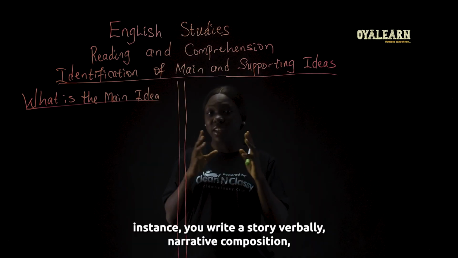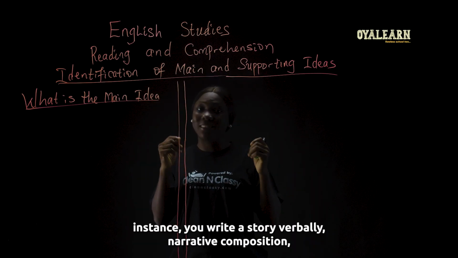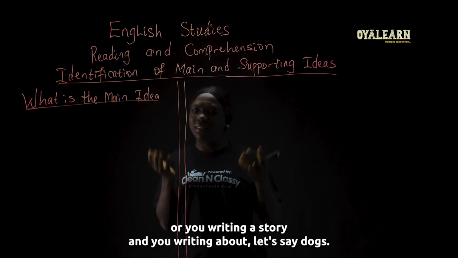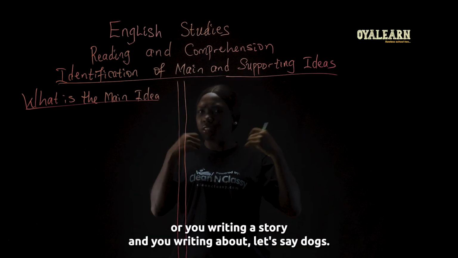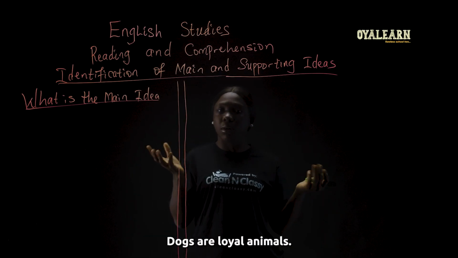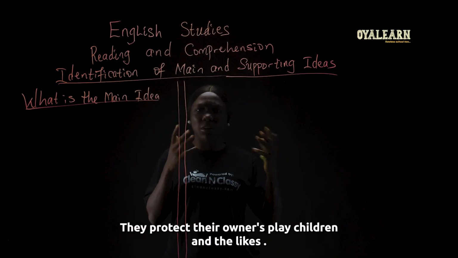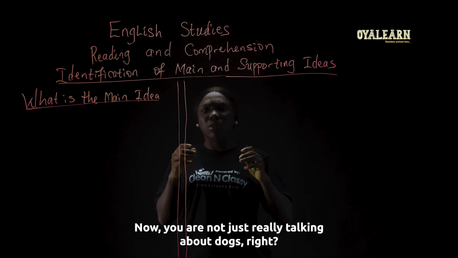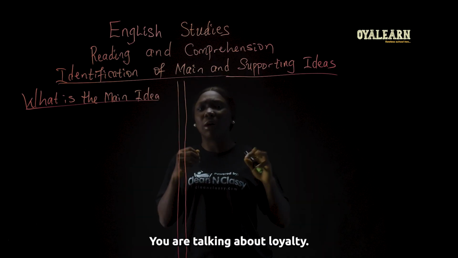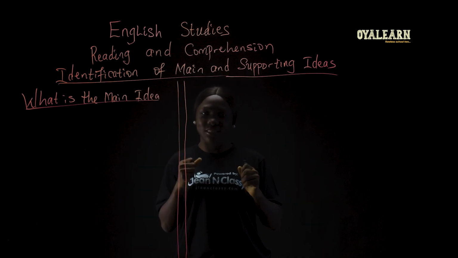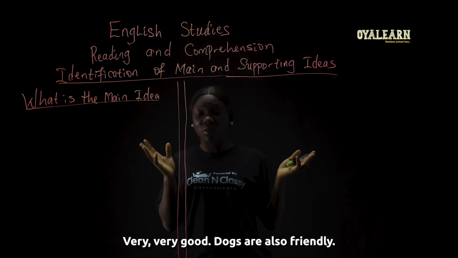Take for instance, you write a story, probably a narrative composition, and you're writing about, let's say, dogs. Dogs are loyal animals. They protect their owners, play with children and the likes. Now, you are not just really talking about dogs, right? Very good. You are talking about loyalty. Very, very good. Dogs are also friendly.